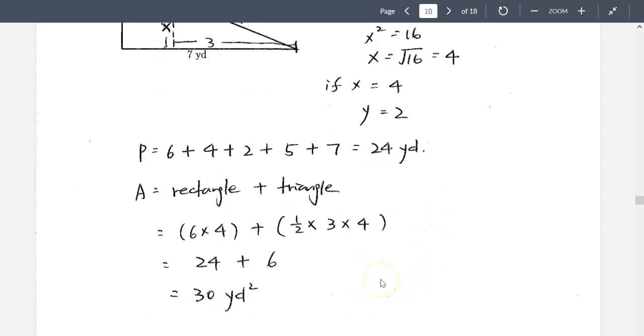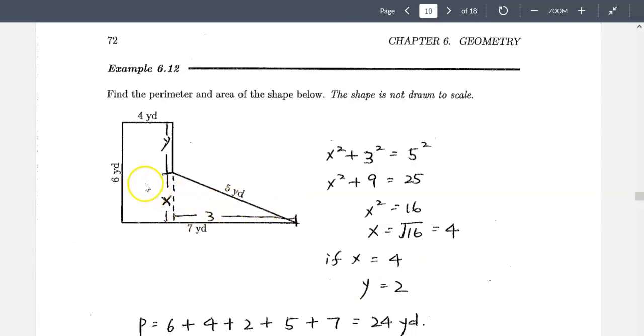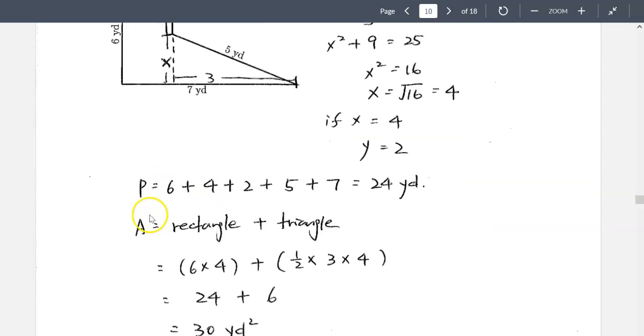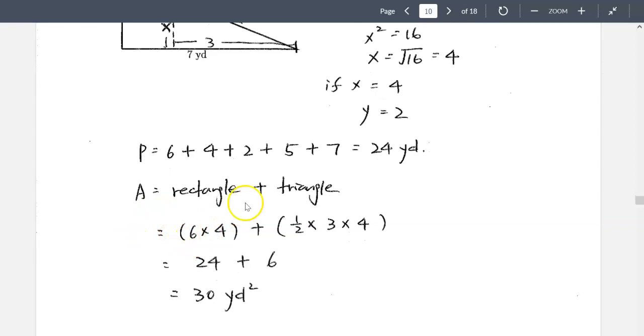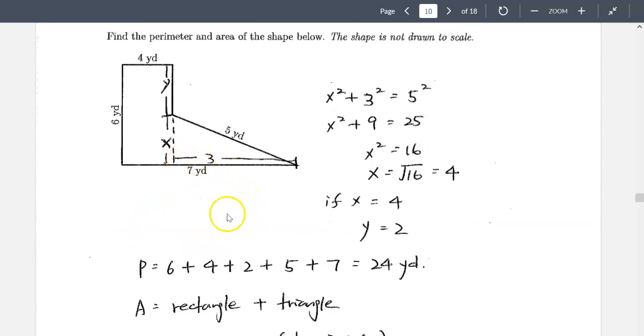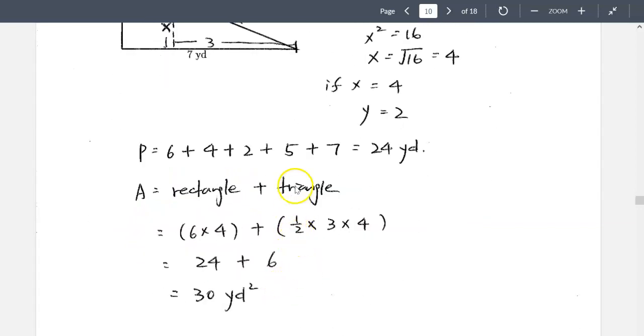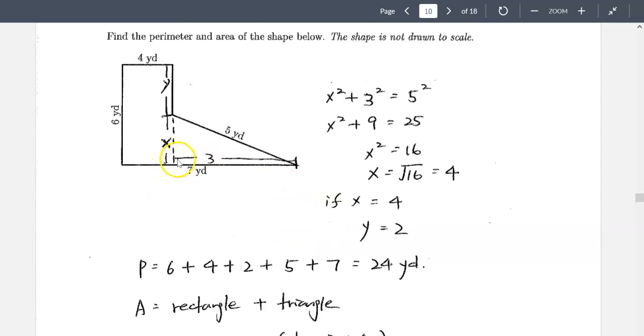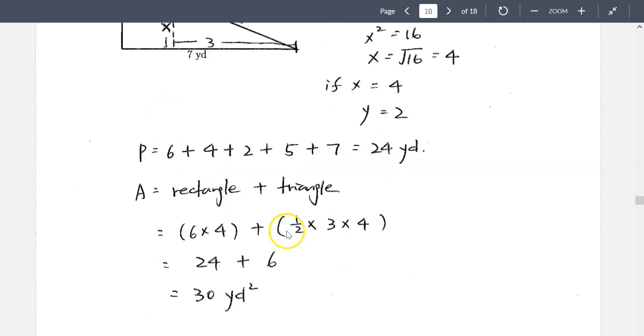Now, as far as area-wise, you have a rectangle plus a triangle. The area of a rectangle is length times width, which is 6 times 4. Then the triangle is 1/2. Don't forget it's 1/2 times base times height. The triangle's base is 3. The height is 4. That's why it's 1/2 times 3 times 4. When you multiply all this and add them up, the answer is 30. Again, be careful with the unit. The unit is yard square.